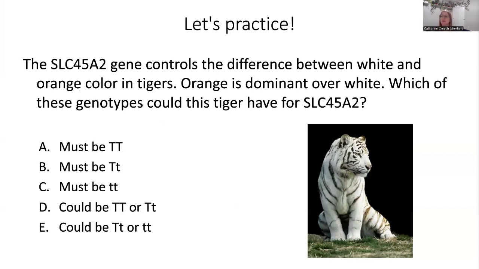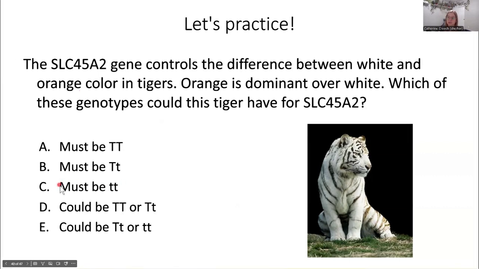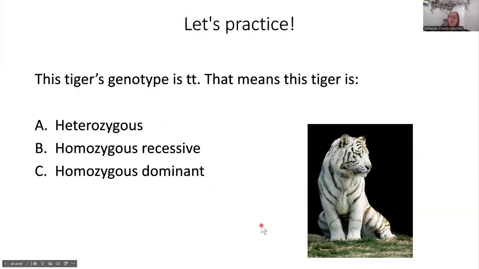The SLC45A2 gene controls the difference between white and orange tigers. Orange is dominant over white. Which of these genotypes could this tiger have for the SLC45A2 gene? Go ahead and pause it and ask yourself, and then I'll give you the answer. Because this tiger is expressing the recessive phenotype, it must be homozygous recessive. This tiger's genotype is little t, little t. That means that this tiger is homozygous recessive.